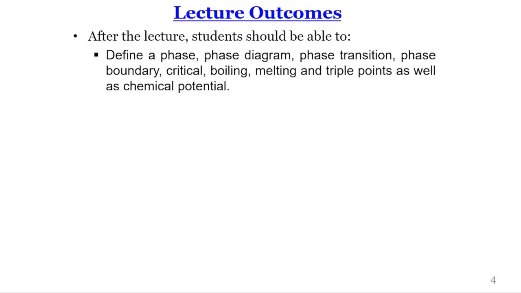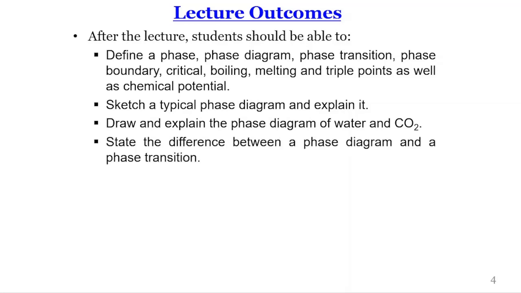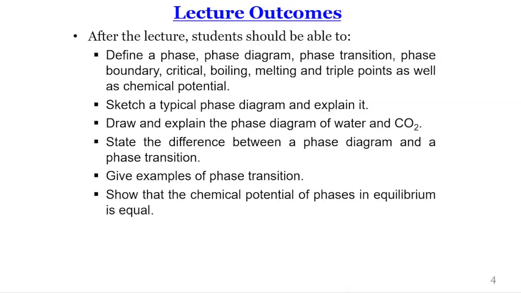After the lecture, I expect you to be able to define a phase diagram, phase transition, phase boundary, critical, boiling, melting, and triple points, as well as chemical potential. Sketch a typical phase diagram and explain it. Draw and explain the phase diagram of water and CO2. State the difference between a phase diagram and a phase transition. Give examples of phase transition. And finally, show that the chemical potential of phases in equilibrium is equal.